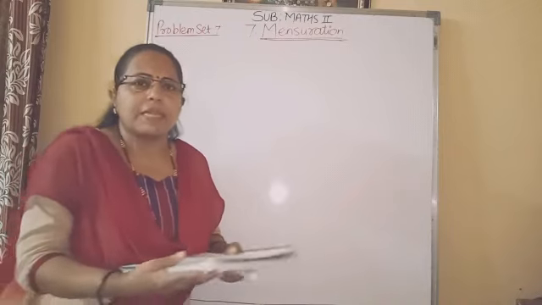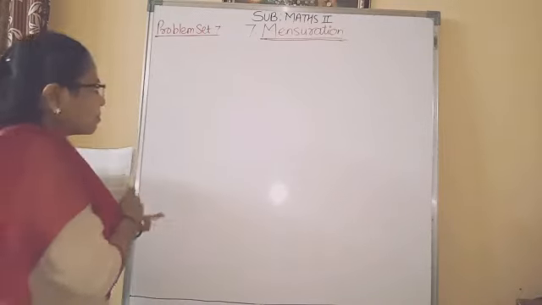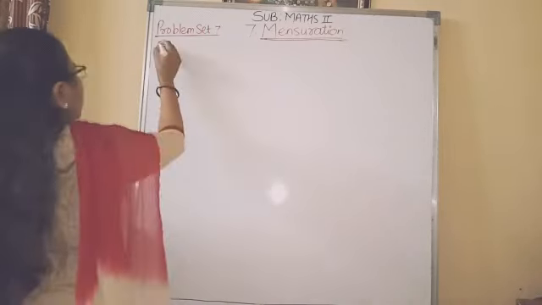So this concept we have to use to solve the problem. Okay. So let us first write down dimensions. Question number 7. We have two shapes here, cylinder and cone.